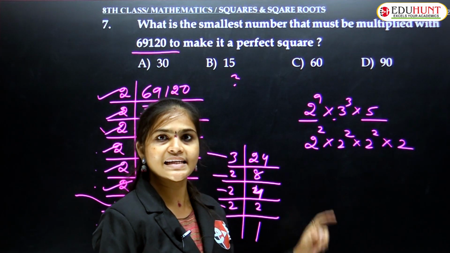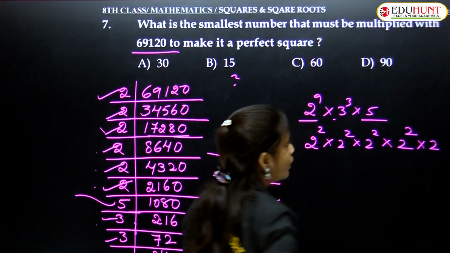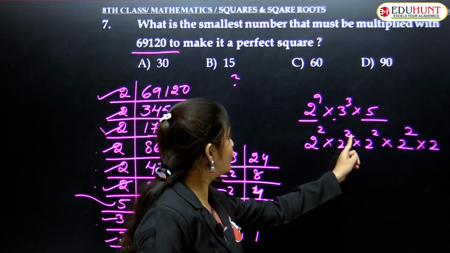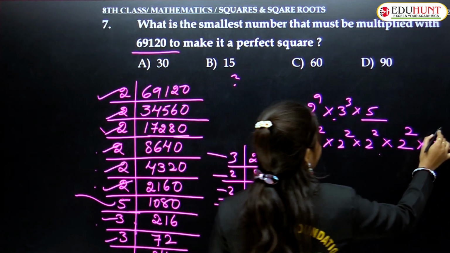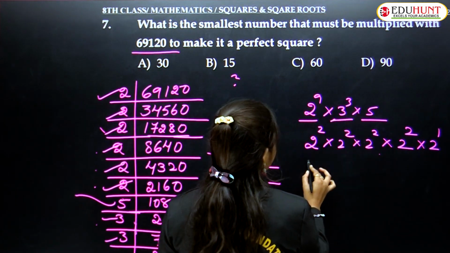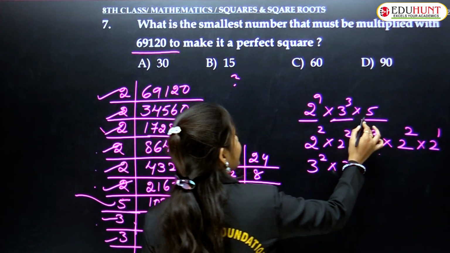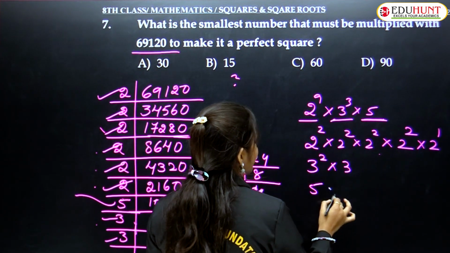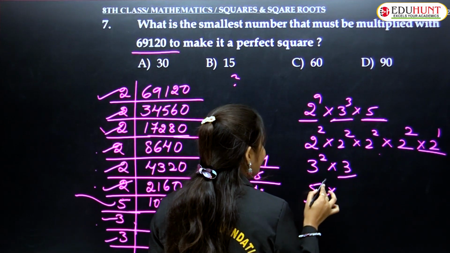What we will get here? 7. Okay, so still here into 2. So what you will get now? 2 plus 2 is 4, 4 plus 2 is 6, 6 plus 2 is 8, 8 plus 1 is 9. Sufficient. And here 3 cube is there, so 3 square into 3. Understand? And here 5 is there. So 5. Now here we are having 2 power 1, 3 power 1, 5 power 1.